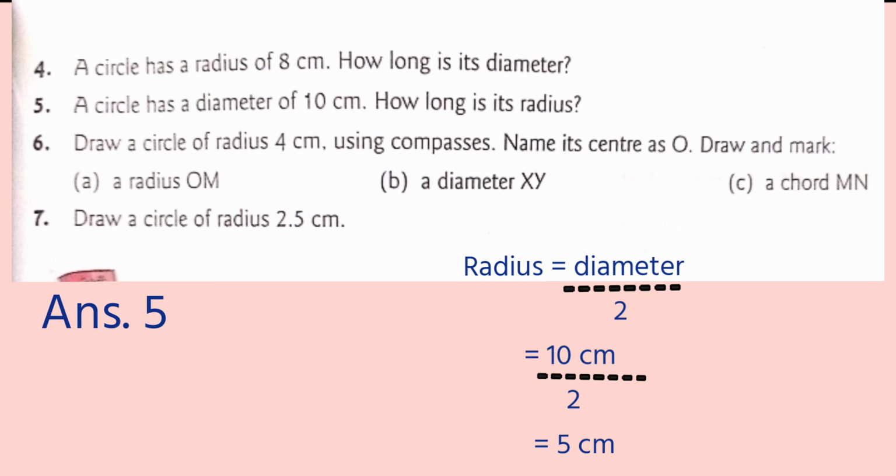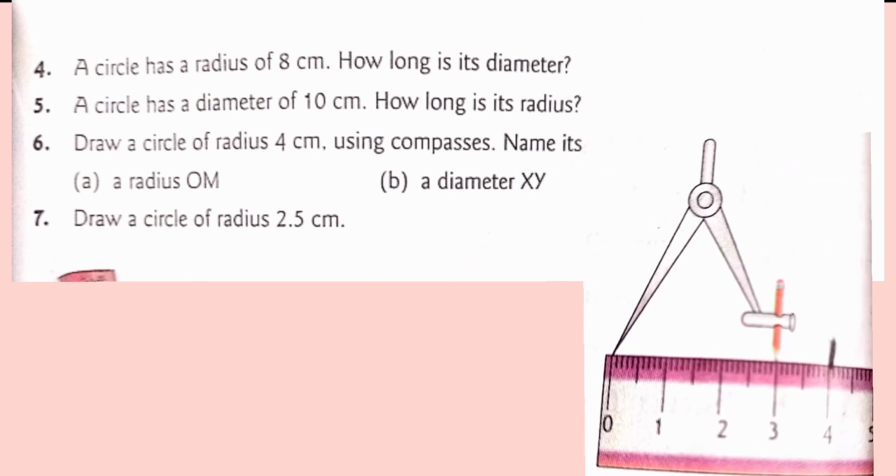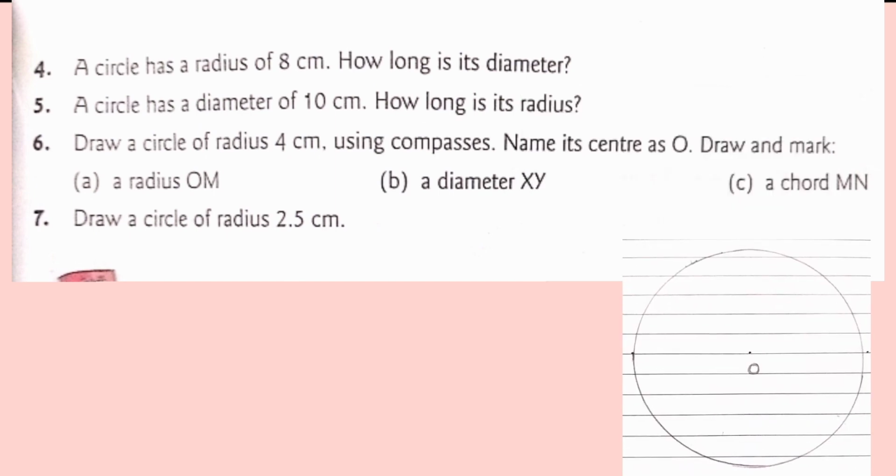Question number 6. Draw a circle of radius 4 centimeter using compasses. Name its center as O. Draw and mark. Now children, here for this question, we have to draw a circle using a compass. You have to fix the pencil in the compass and open it in such a way that its needle is fixed at the 0 of the ruler and the pencil points at 4 centimeter. Then keeping the needle of the compass fixed at a point in your notebook, you have to freely rotate the pencil and draw a circle. The point of the needle will be the center of the circle, which we have to mark as O.